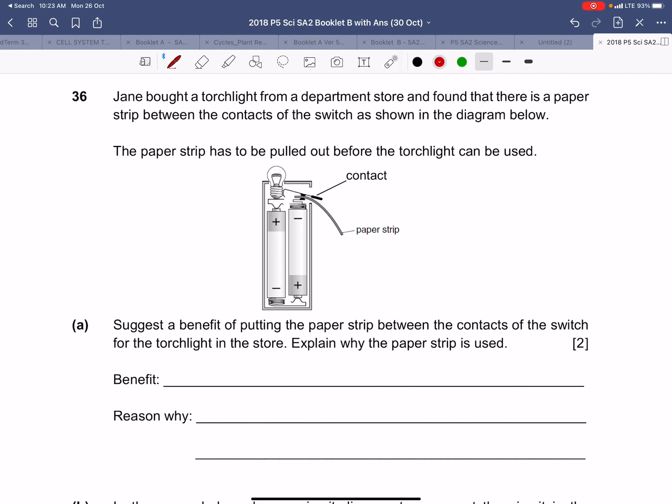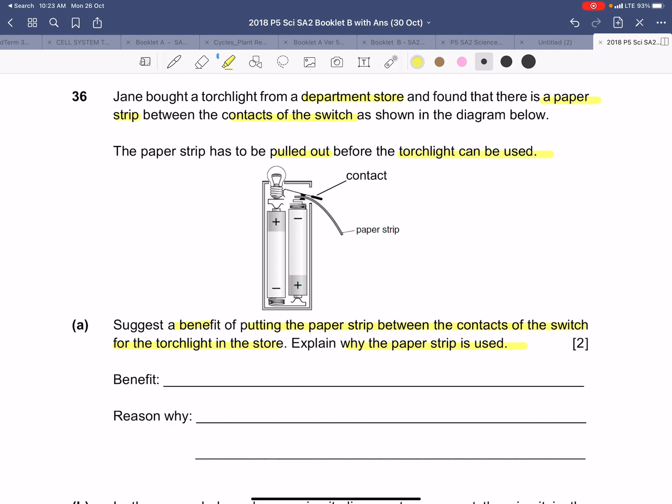Jane bought a torchlight from a department store and found that there is a paper strip between the contacts of the switch as shown in the diagram. The paper strip has to be pulled out before the torchlight can be used. Suggest a benefit of putting the paper strip between the contacts of the switch for the torchlight in the store. Explain why the switch is used.